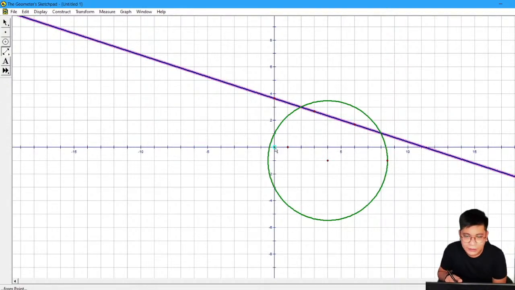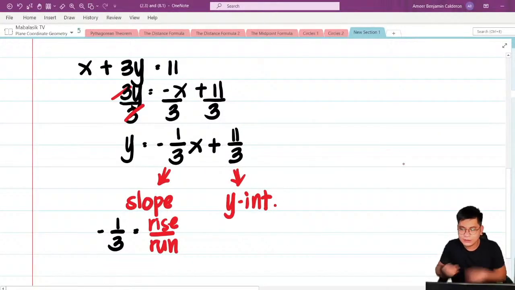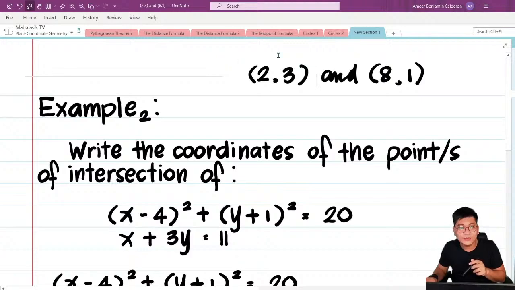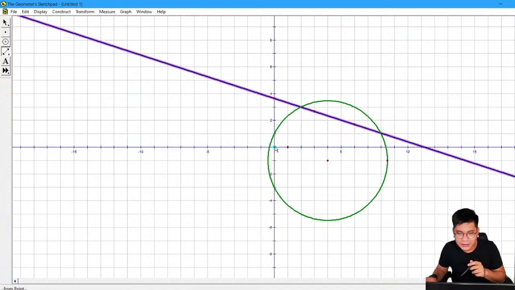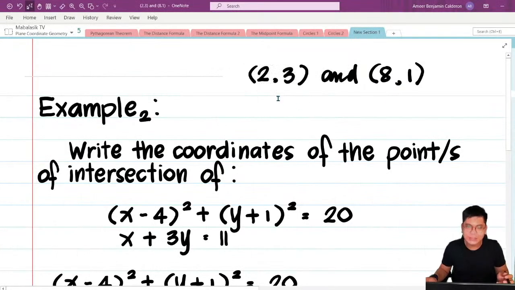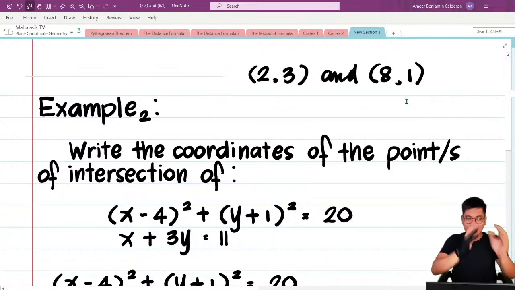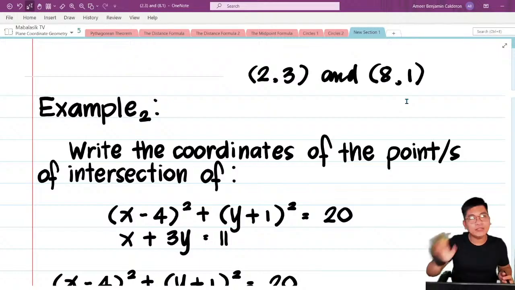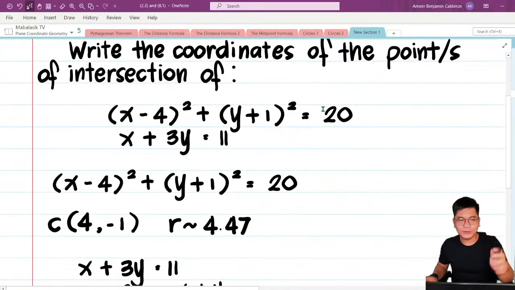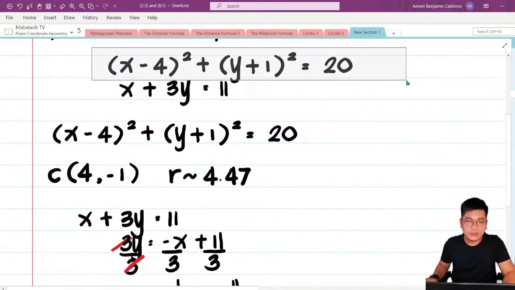Saan sila nagtama? So, 2, 3. Tama ba? Tingnan natin. Ayun, 2, 3. And then 8, 1. Tsaka 8, 1. So, tama din. 2, 3, tsaka 8, 1. So, balance yung graphing calculator tsaka manual graphing. Let us now solve algebraically.